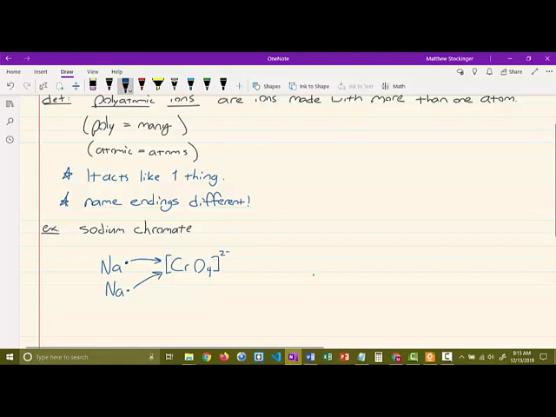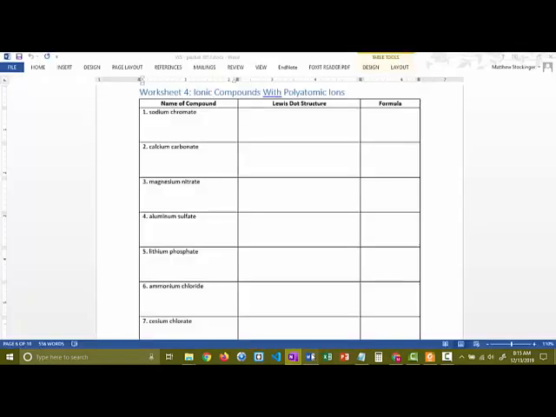And now I have the formula. I've got 2 sodiums, Na2, and I've got 1 chromate, and 1 chromate is CrO4. This is not 4 chromates. This is 1 chromate. CrO4 is chromate, and this is the answer to that first one on the packet. Okay.